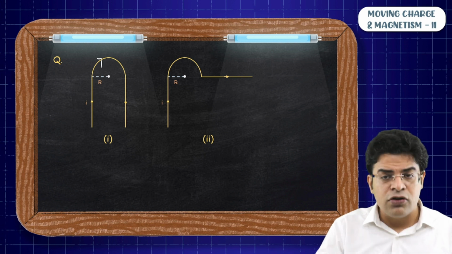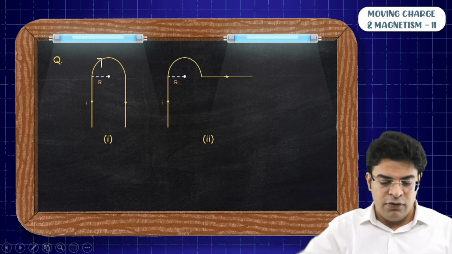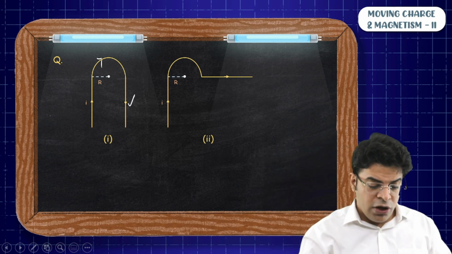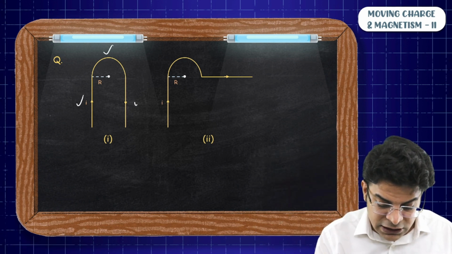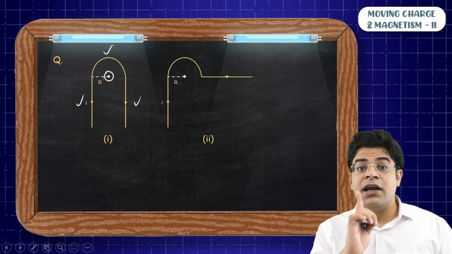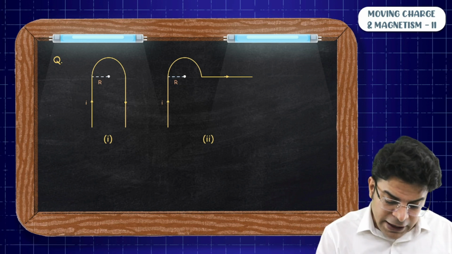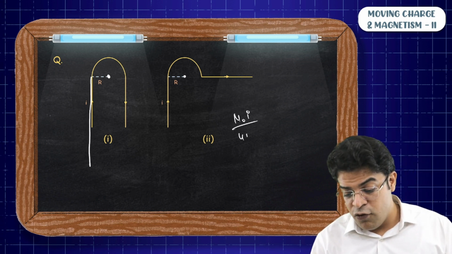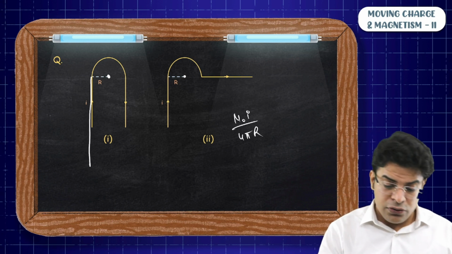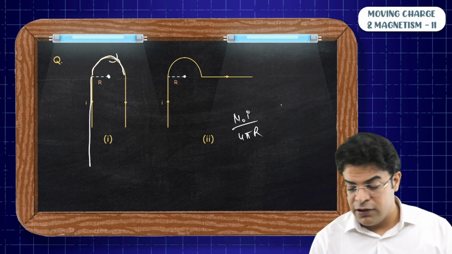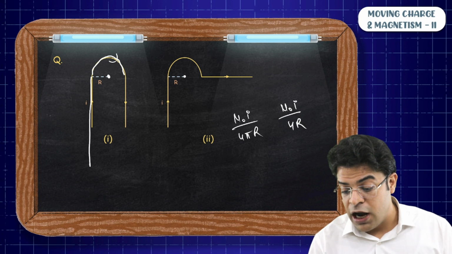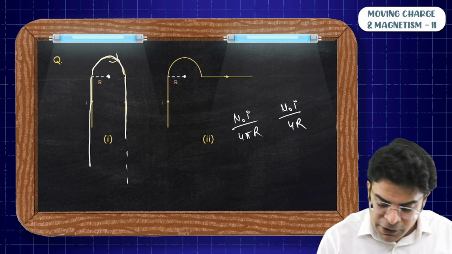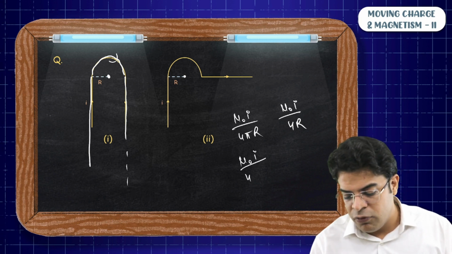Due to this semicircular part, again the direction of magnetic field is inward. Due to this straight part, again the direction of magnetic field is inward. So due to all three parts, at this point the direction of magnetic field is inward. The strength of magnetic field at this point due to this part will be mu naught I by 4 pi r. Due to this semicircular part, inward, it will be equal to mu naught I by 4r. Due to semicircle, you get mu naught I by 4r. Due to this semi-infinitely long part, you get mu naught I by 4 pi r.